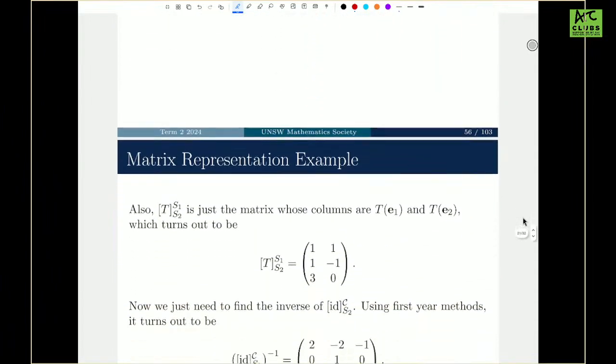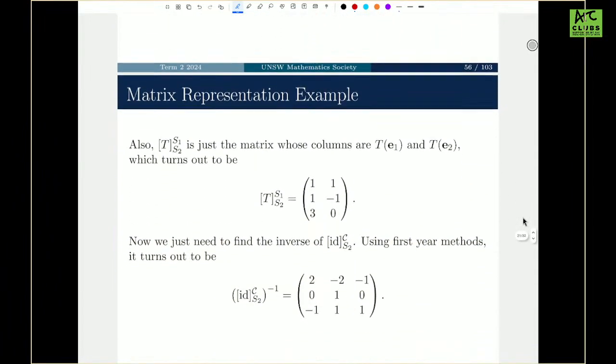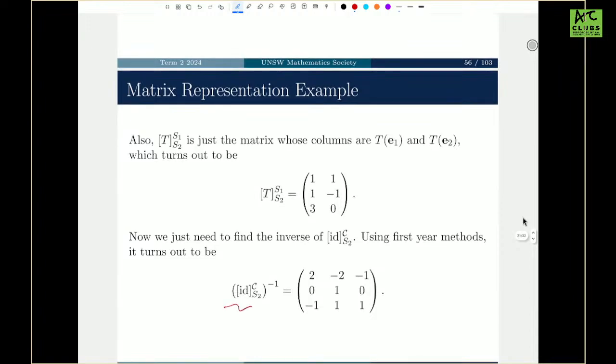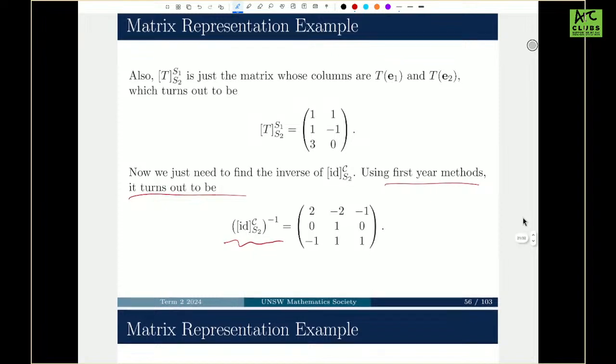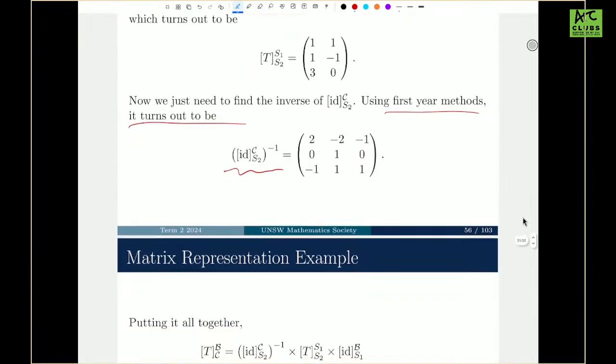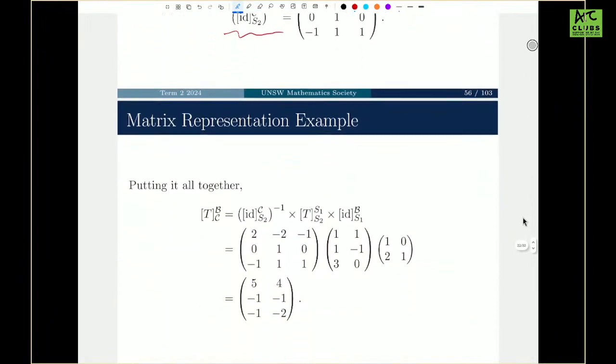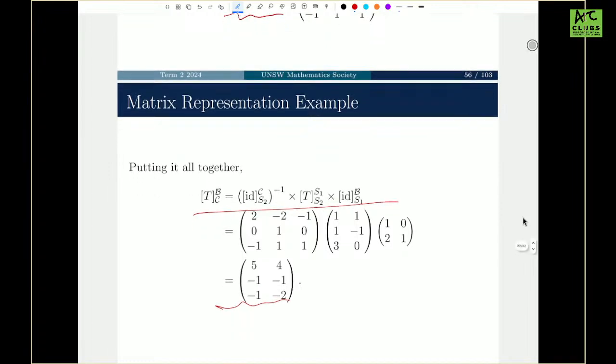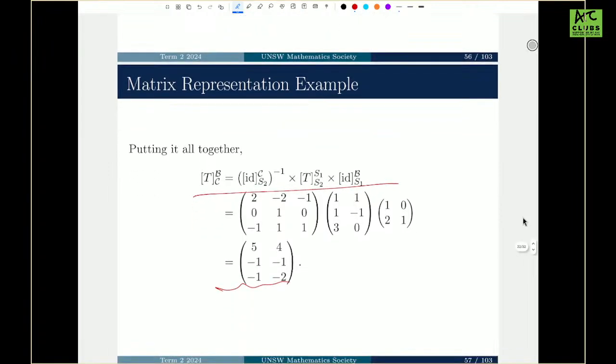And then we just have to get the inverse of this one, because remember we need to invert it. You can use however you want to calculate this inverse, but you should have been taught in first year. And then we just combine it with some matrix multiplication. Feel free to do that work on your own, and we'll get this, which is our answer.